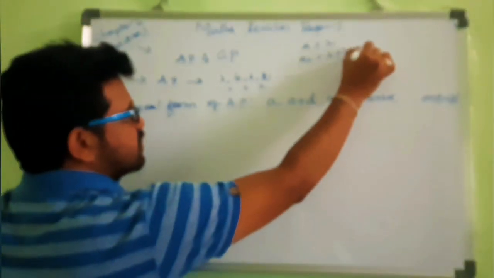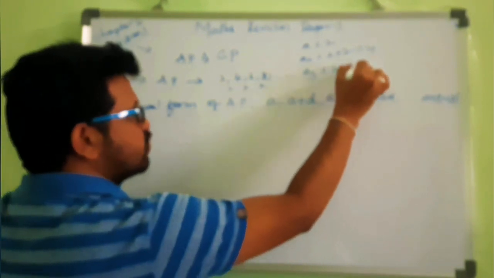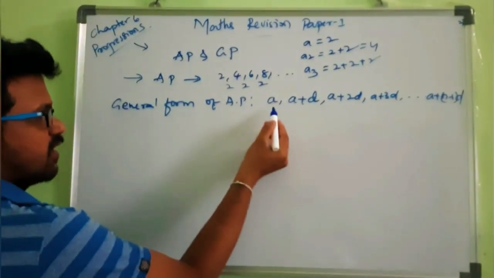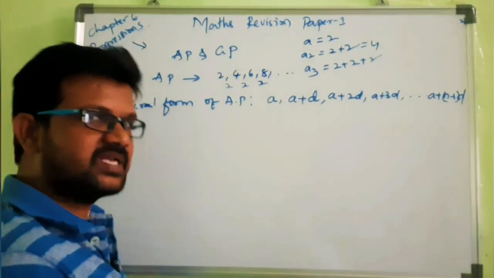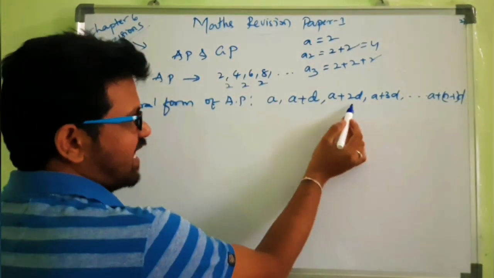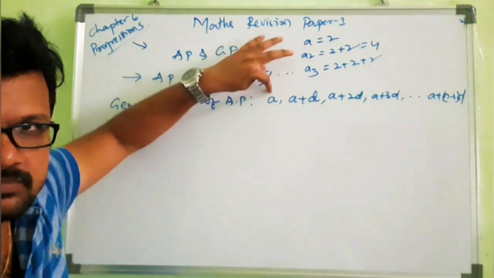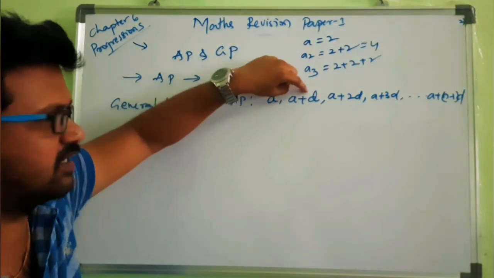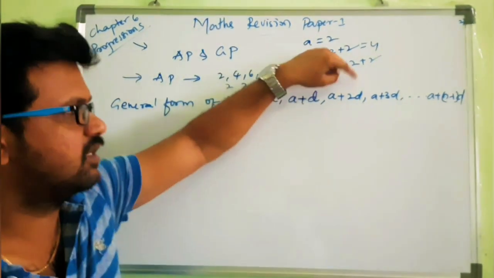And again, see here, how did we get A3? 2 plus 2 plus 2. Like this, here also A plus D, A plus 2D, which means A plus D plus D, A plus 3D, A plus D plus D plus D. We have to add D to the first term. First term is the independent term, and if you add D to the first term, we get the second term. Again we add D to the second term, so we get the third term, like this.